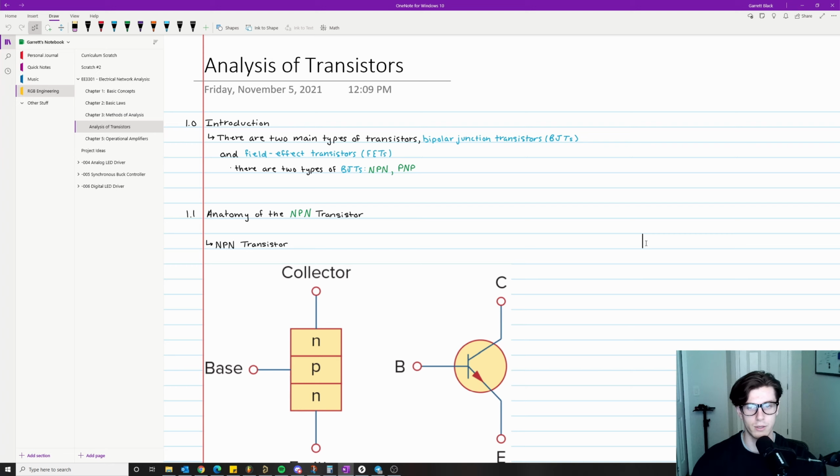Hopefully I can leave you here knowing whether you can use a transistor in a circuit that you want to build, or how you need to go about doing that.